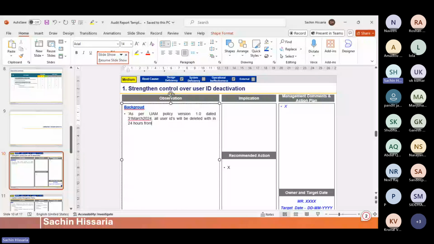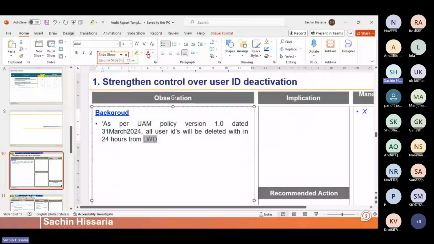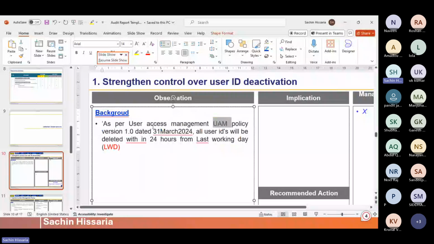Now, guys, if in the report you write it like this, it is not a good practice. In a detailed report, you cannot write an abbreviation. You have to write the full form only: last working day. After that, in a later part of the observation, if you want to refer to this as LWD, that is fine. But at the first place, you have to write the complete words. Is it clear? So first we have given a reference to the policy itself.